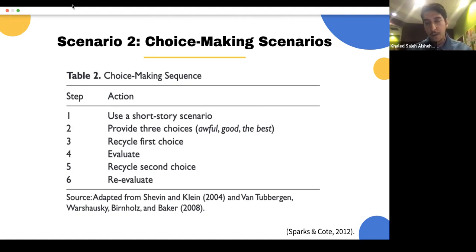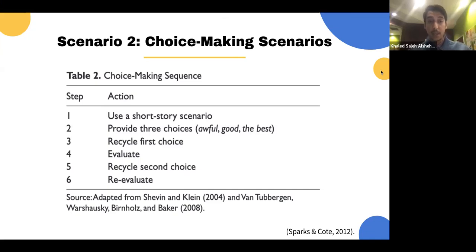Some people ask when we can teach students or people with disability these skills. I just want to say that we can teach the student at an early stage, and we can start from choice-making or decision-making with some strategies that help us. One of these strategies trains the student: we use a short story and provide three choices. One choice is considered a bad choice, one is good, and one is the best or the appropriate option for the student. After that, we see whether the student understands the process and chooses the best option or not. And after that we re-evaluate.